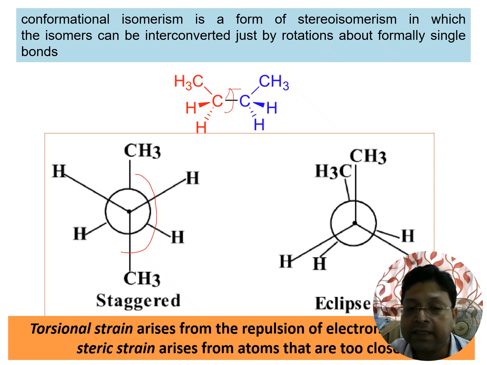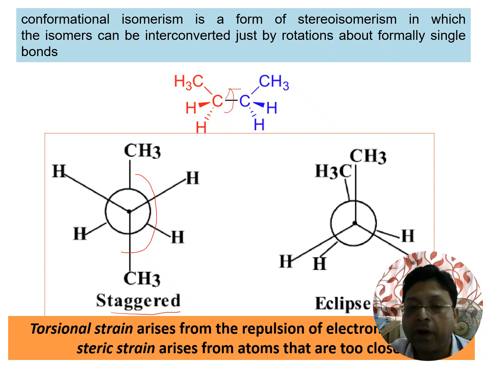We call it a staggered conformation. First of all, the substituents are in between those at the neighboring carbon atom, and also this methyl and this methyl are exactly opposite to each other. They are trans to each other, or we can call it anti-periplanar orientation. So we call it a staggered conformation.